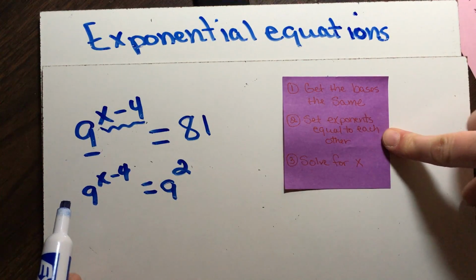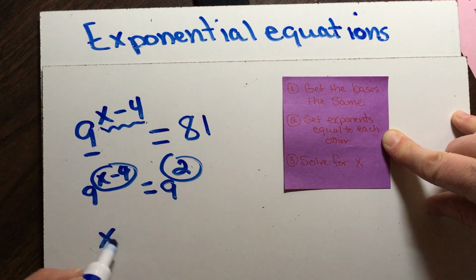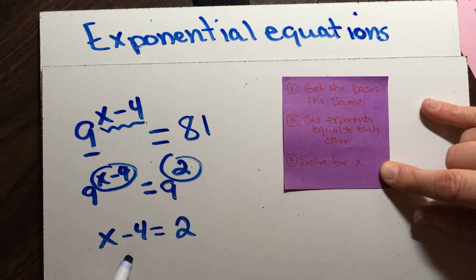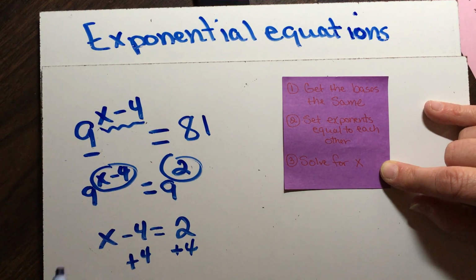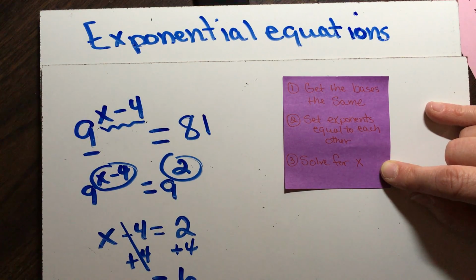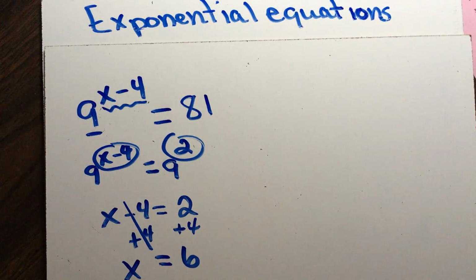Get the bases the same, set them equal to each other. That's step 2. Solve for x. Add 4. Whatever I do to one side, I have to do to the other. So x now equals 6. Let's take a look at a third problem.